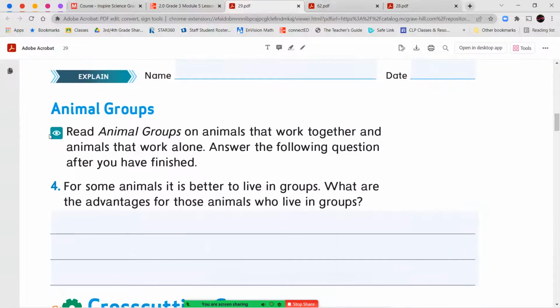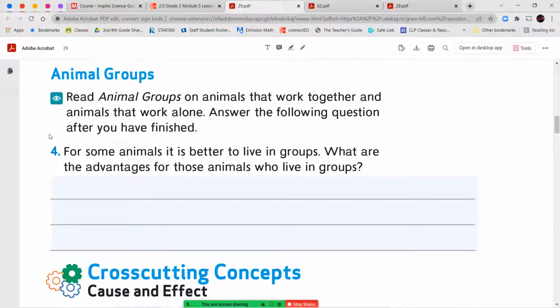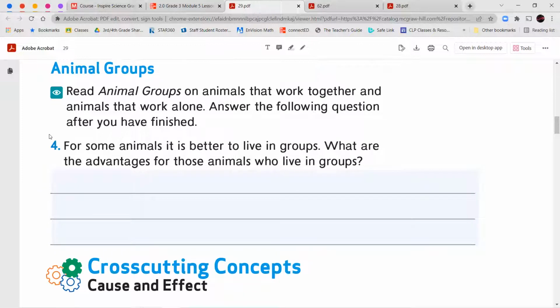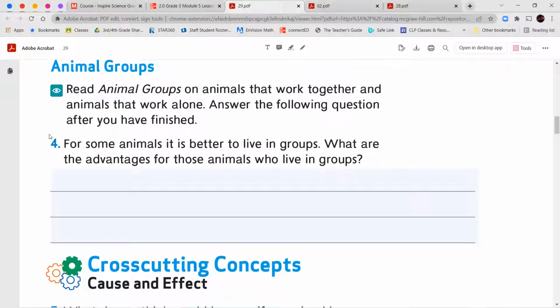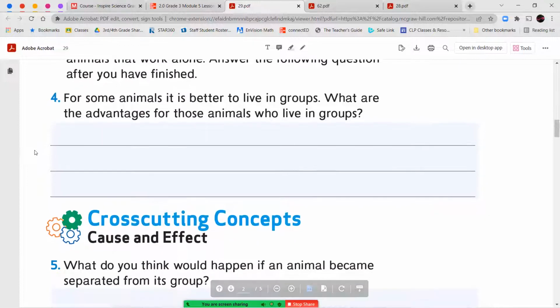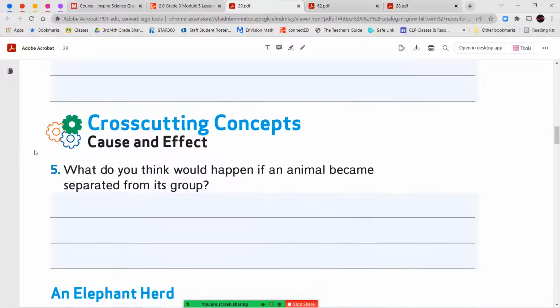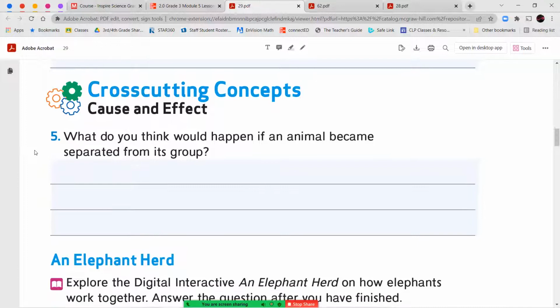Once you've completed those questions, we're going to jump in and read our handout that's also titled Animal Groups, on animals that work together and animals that work alone. We're going to answer the questions after we finish. Our question here says, for some animals, it is better to live in groups. What are the advantages for those animals who live in groups? Number 5, what do you think would happen if an animal became separated from its group?